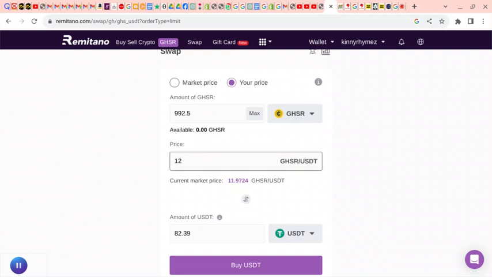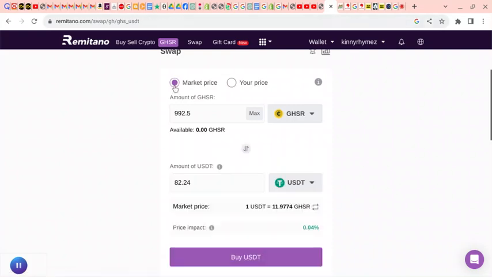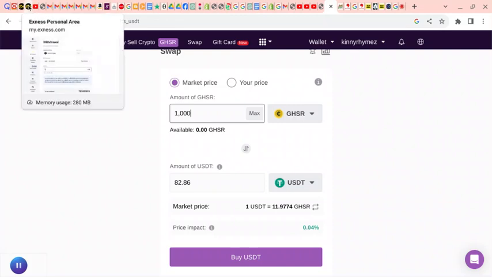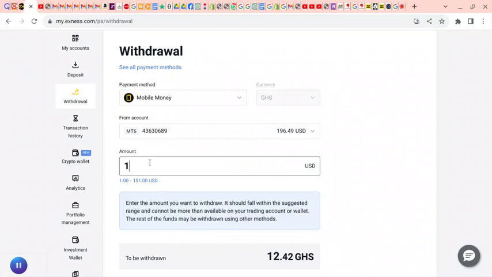So don't focus on this here. Focus on the price rate. Because if I come to the market, you see that this is the normal rate over here: one USD is equal to 11.96. So if I'm investing 1,000, I'm getting 82.86. So this means that if you invest 1,000 Ghana cedis, you'll be getting 82.86. So let me take this one to Xness. Though the Xness rate is very small, let's try 82.86.